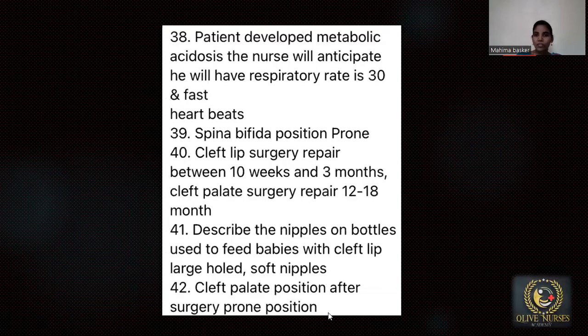Don't worry. I think only 50 or 58 key points we will see. Then we will move on to the question and answer section. All of them should be answered.